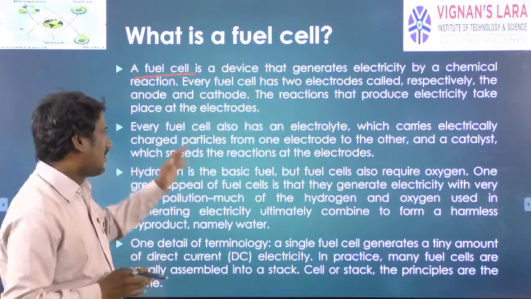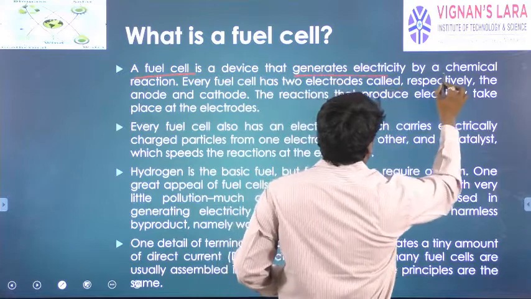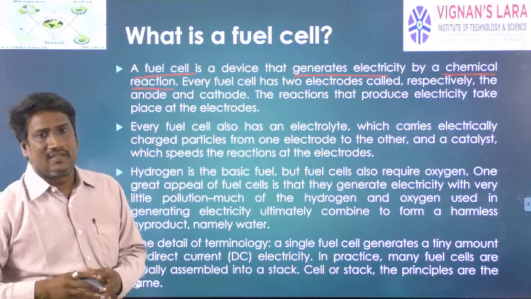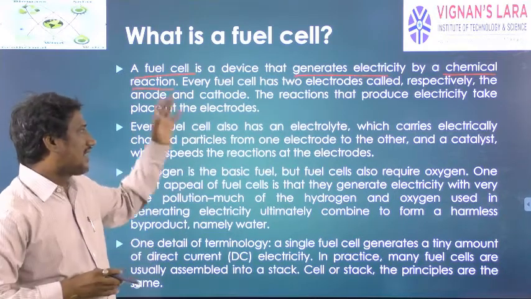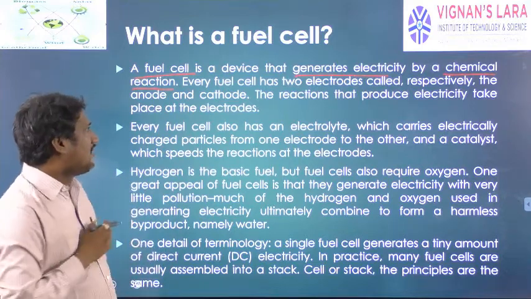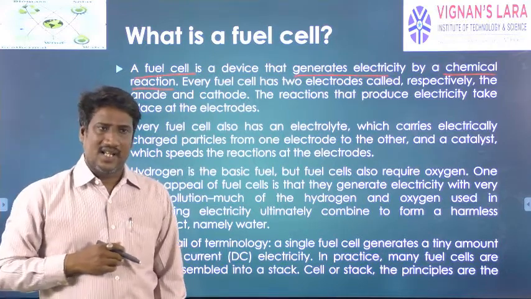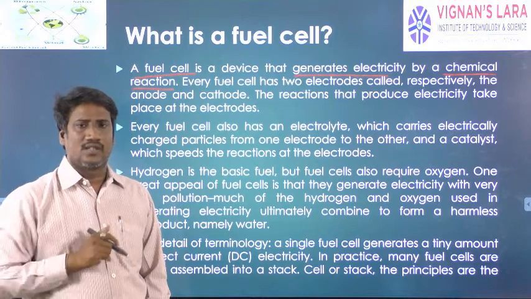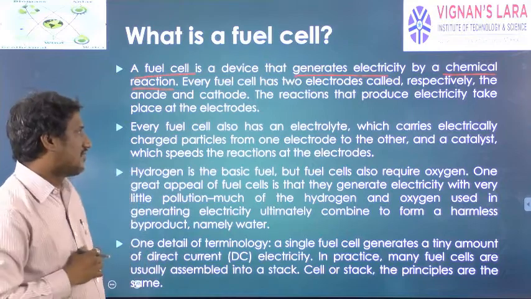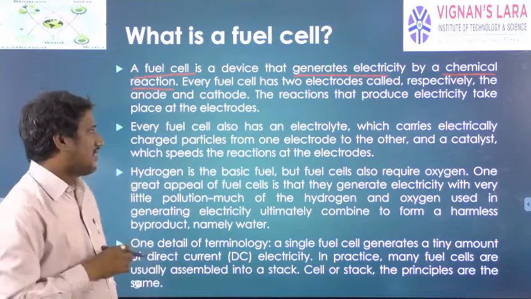So a fuel cell generates electrical energy with the help of a chemical reaction. Simply, you can say that a fuel cell converts chemical energy into electrical energy. Every fuel cell has two electrodes, as we know. Like a battery, a fuel cell has a positive electrode, that is the anode, and a negative electrode, that is the cathode.